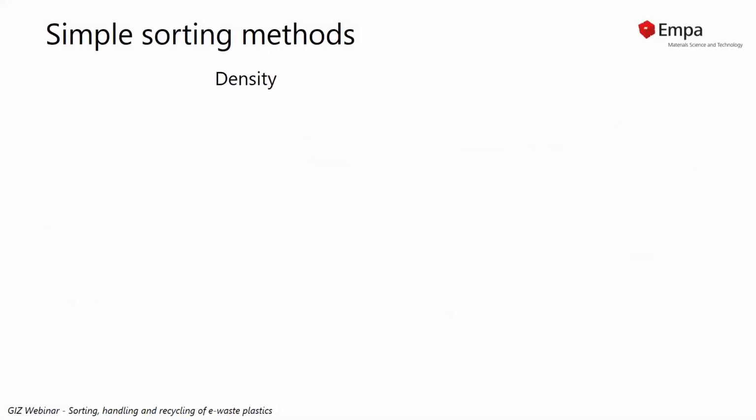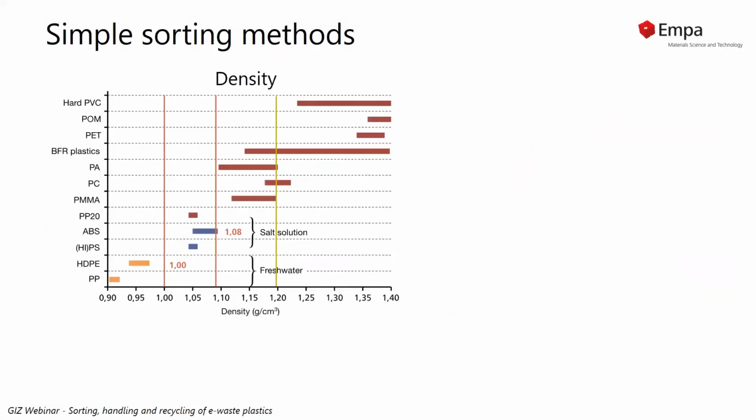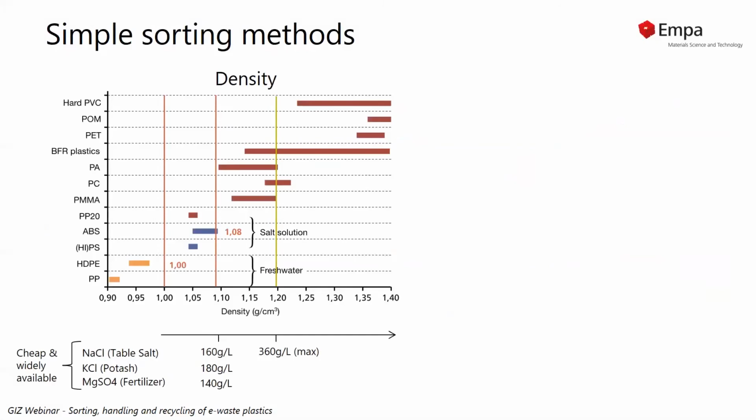So let's go back to the two methods I want to go a bit into detail, and one is density. What I'm showing you here is a diagram, and on the left-hand side you can see different types of plastics. You might already recognize some of the abbreviations that I've already mentioned several times. And on the bottom scale, you see the density. And at 1.00, you see a line, and that is the density of fresh water.